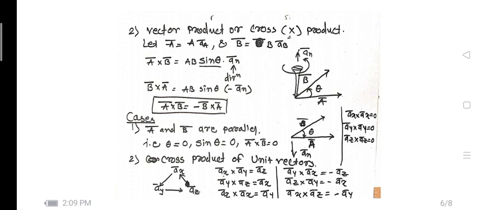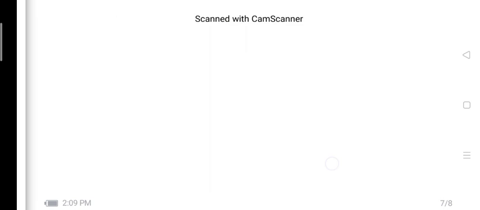As I said, a bar y cross a bar x is equal to minus a bar z. Similarly, a bar z cross a bar y is equal to minus a bar x. Then a bar x cross a bar z is equal to minus a bar y.